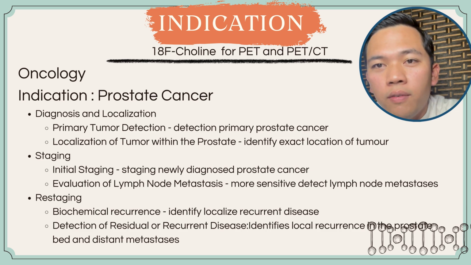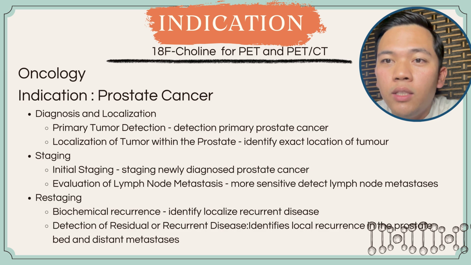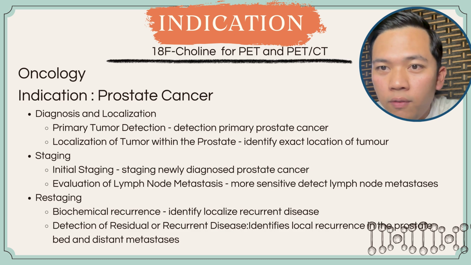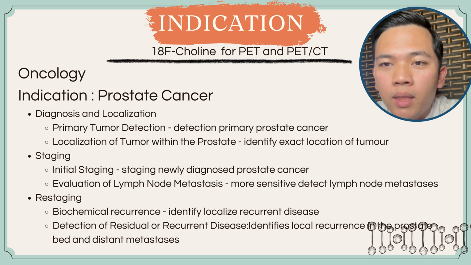So the 18F Choline PET and PET CT is highly useful in detecting a primary prostate cancer. It is especially beneficial in cases where other imaging modalities, like MRI and CT scan, may be inconclusive. By highlighting areas of increased choline metabolism, it helps in identifying cancer tissue within the prostate.